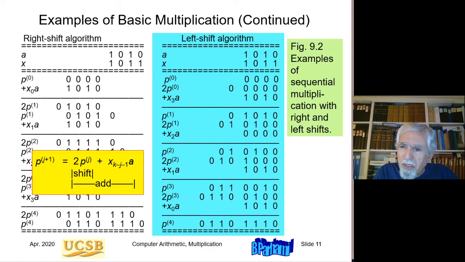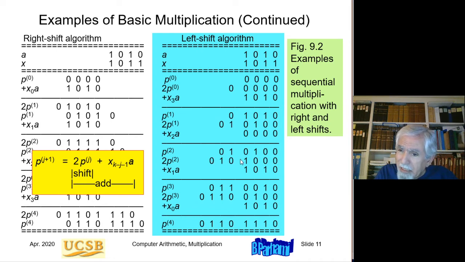Okay, so it seems that the two methods are comparable. I do the same number of operations, and each iteration involves either a right shift or left shift, which are equally easy. And the same number of iterations. However, when I add here, the partial product basically grows in width. And when I add this number to that partial product, I have to be prepared for a carry to be generated in this position, as it happens here. And that will affect the high order bits, therefore carry can propagate.